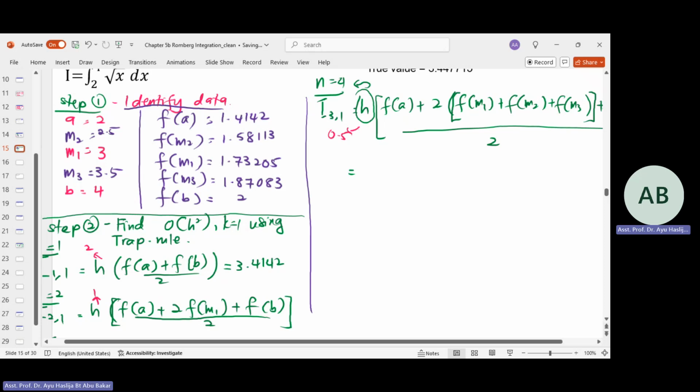So for n equals 4, do you get 3.4456? Okay, that is the first level.